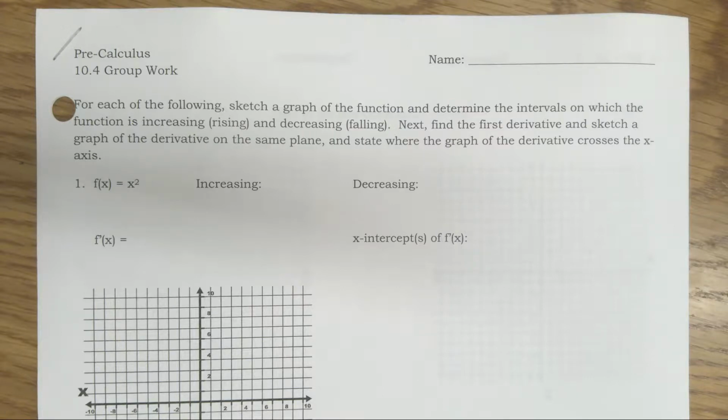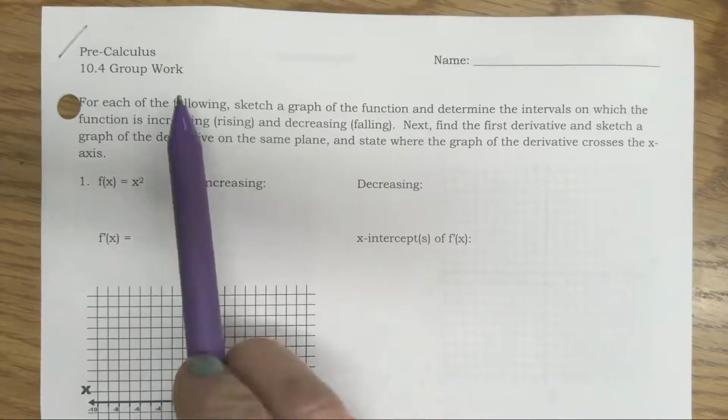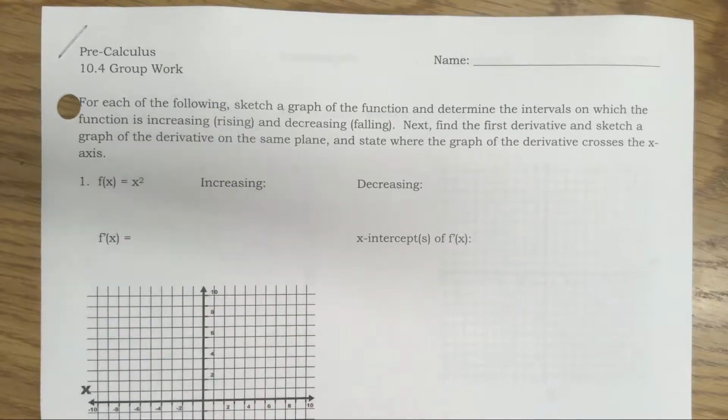As well. But you have a couple of different things that you're going to have to do. In the directions, they tell you to sketch the graph of the original function, and then they want you to find the intervals on which it's increasing and decreasing, and we'll talk about that. I'll show you how we write that. And then you're going to find the derivative, and you can just use a shortcut to find your derivative, and then sketch the graph of that on the same thing.